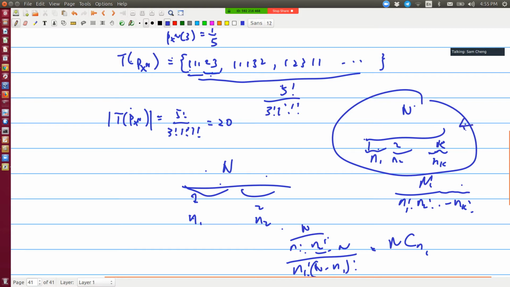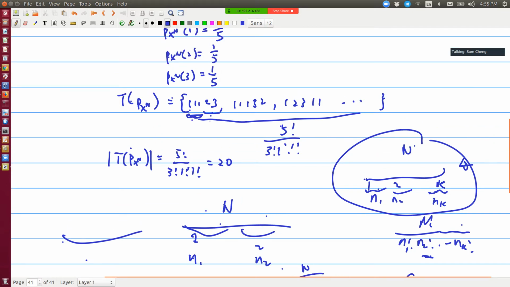And this is actually pretty easy to show. Is there an n2 factorial on there? Yes, n1 factorial, n2 factorial. We don't have it because it's 3, 1, 1. So 3 factorial over 1 factorial, 1 factorial. I have 3 of them that are 1, 1 of them is 2, 1 of them is 3, so therefore 1, 1. Okay.